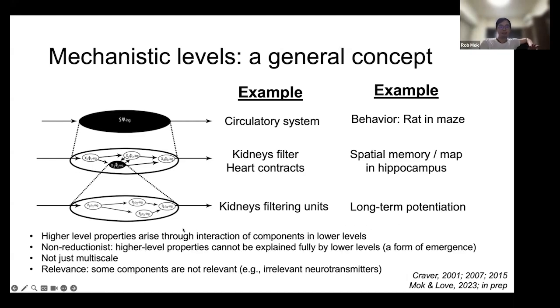But the idea is that the mechanistic levels work as an explanation, and higher levels probably give rise to the interaction of components at lower levels. It's good to note that it's not a reductionist thing, where the higher-level properties are simply explained by lower levels. It's not just multi-scale. This is about building explanations across levels. Depending on what your behavior is, or what your theory is about how this map is created, for example, you have to build the levels as you see fit. And so relevance is also important. Some components are not relevant.